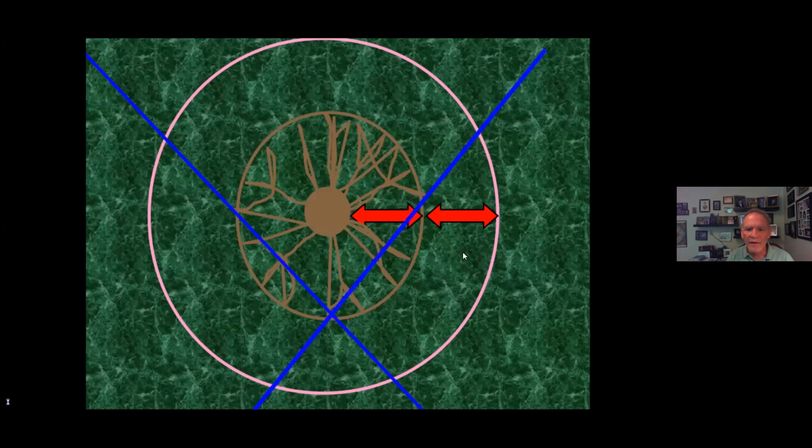Now you're only left with about a third, less than half of the roots to keep this tree alive. That's how the tree died.